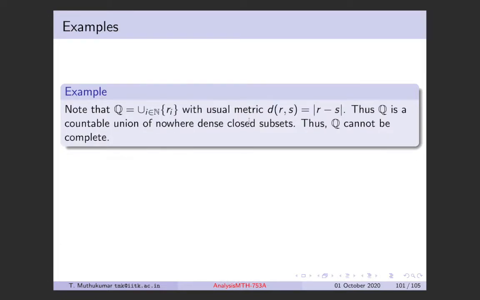Now let's look at some examples corresponding to the previous corollary. If you notice, the rationals in the real line are actually a countable union of nowhere dense closed subsets. So Q cannot be a complete metric space. With the usual metric, Q cannot be a complete metric space at all, because Q can be written as a countable union of nowhere dense sets, whereas by the Baire category theorem, a complete metric space should be second category.